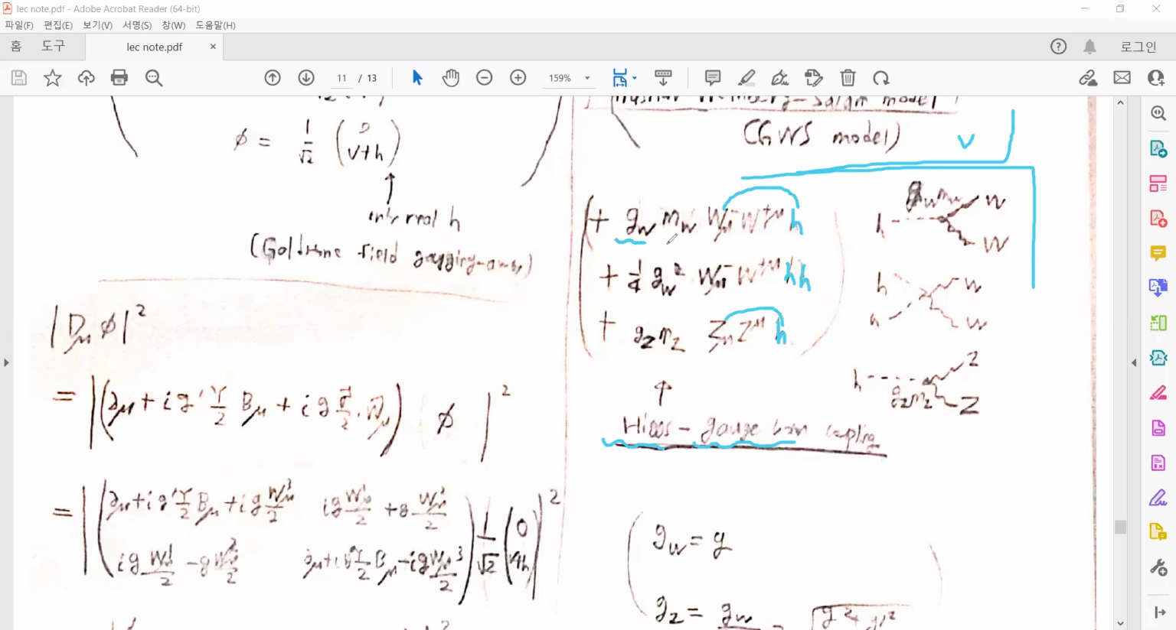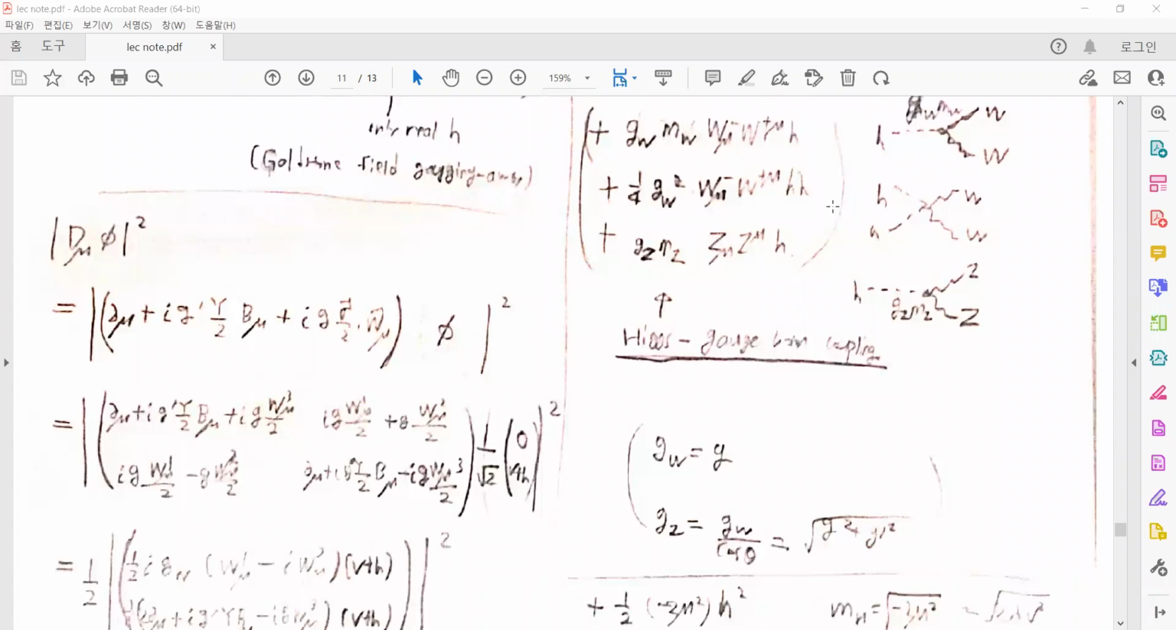Such coupling constants are determined by the coupling constants of W and Z and the masses of the W and Z bosons. There are triple vertices, quadruple vertices, and a vertex with one Higgs and two Z bosons that is possible. Such vertices are very important for the Higgs production and decay processes.